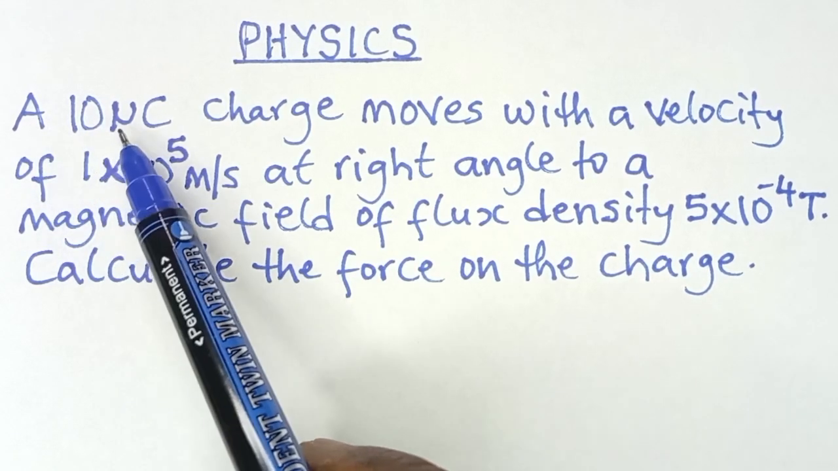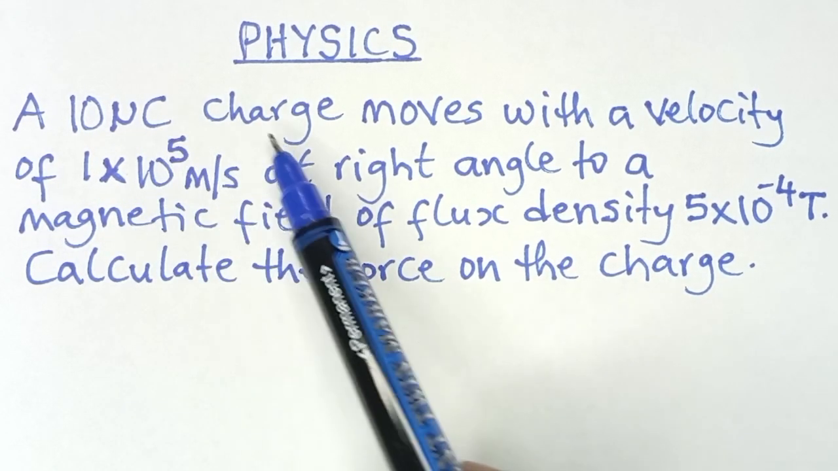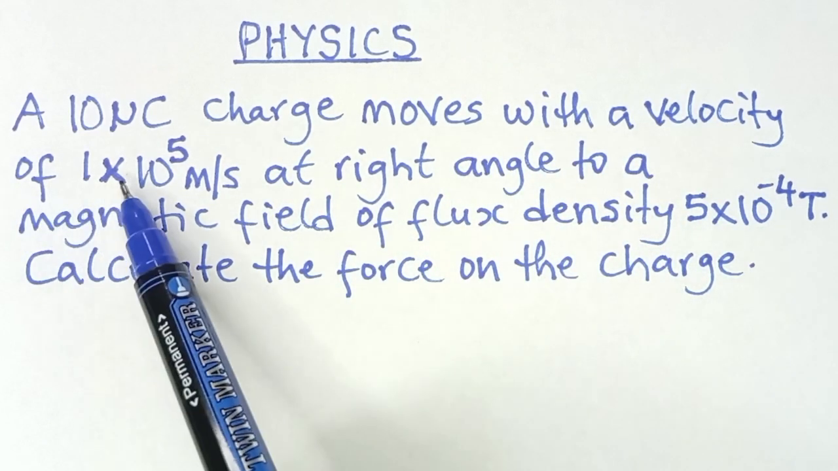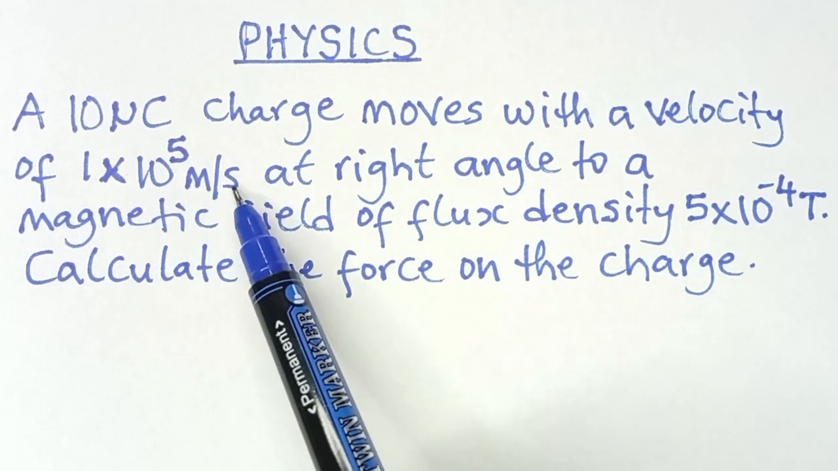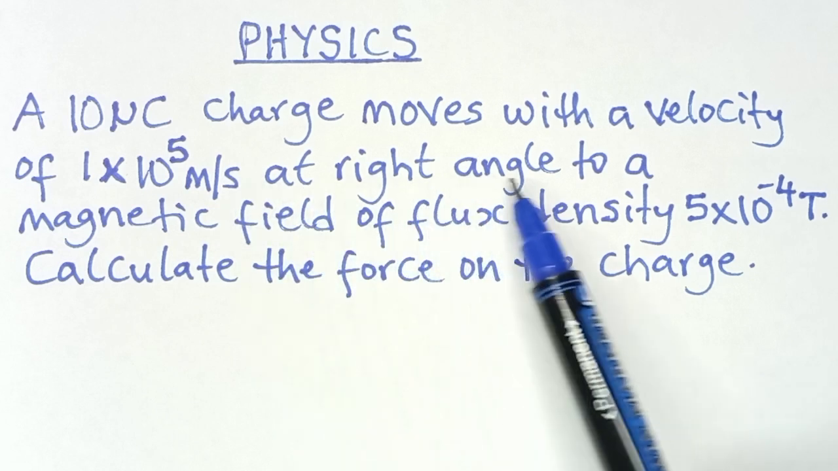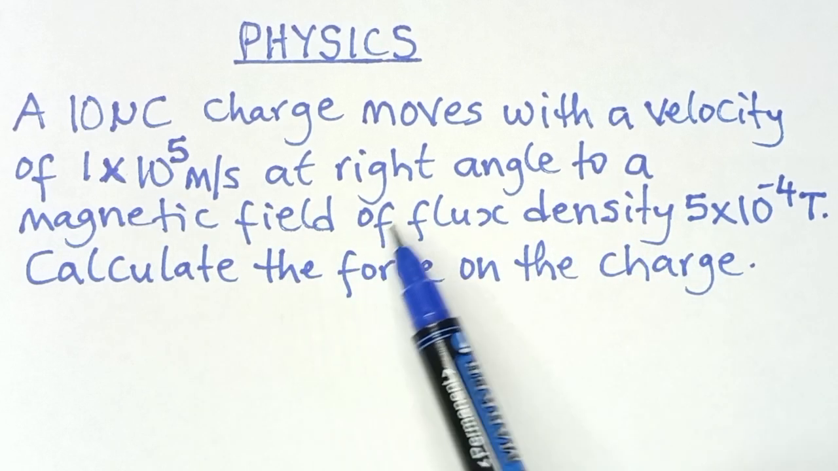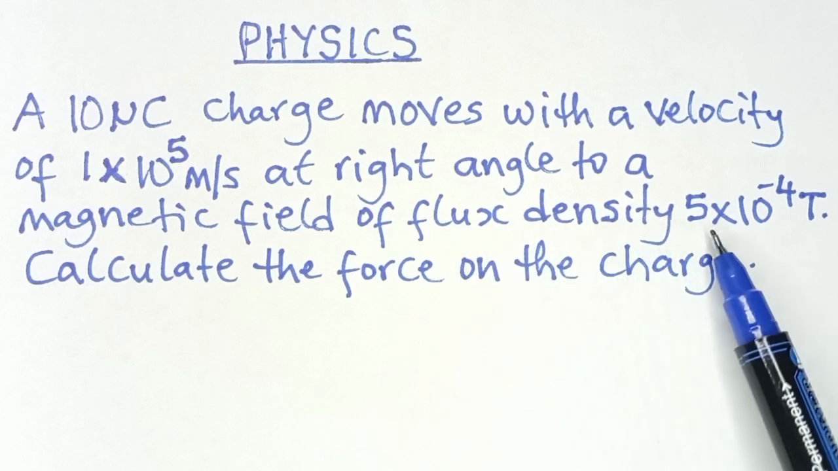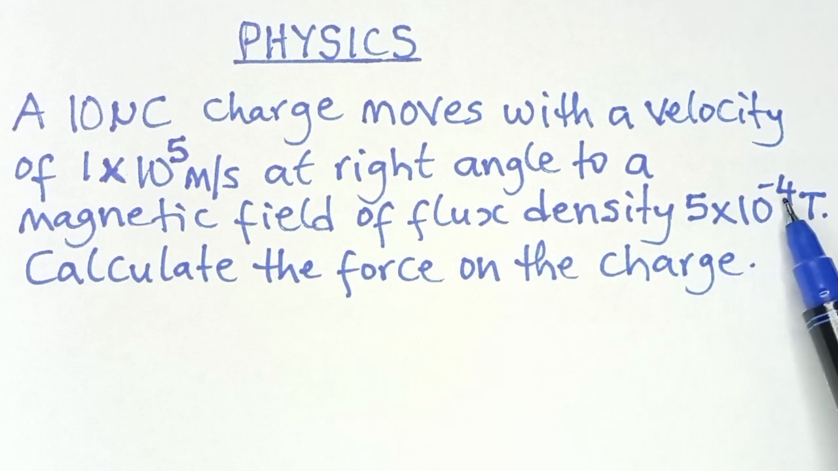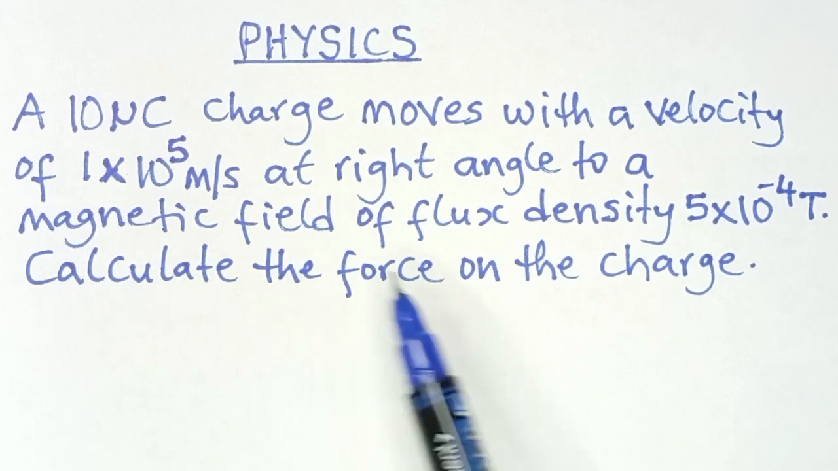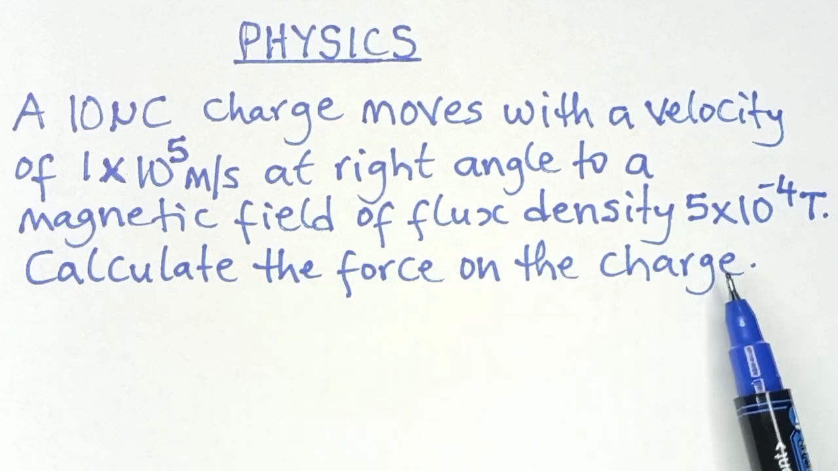A 10 microcoulomb charge moves with a velocity of 1 times 10 raised to power 5 meter per second at right angle to a magnetic field of flux density 5 times 10 raised to power minus 4 Tesla. Calculate the force on the charge.